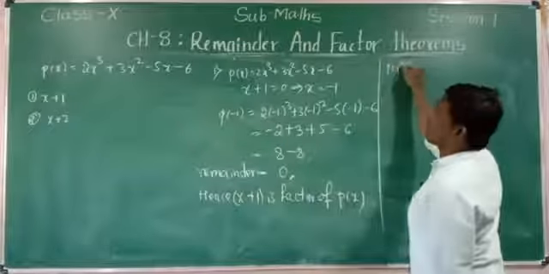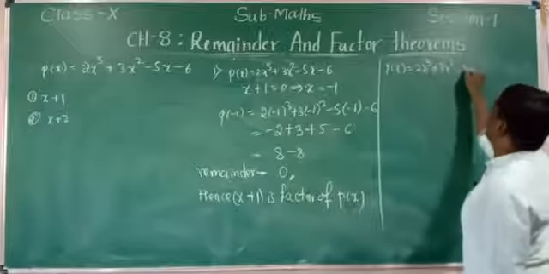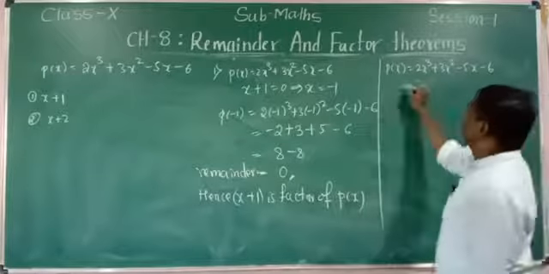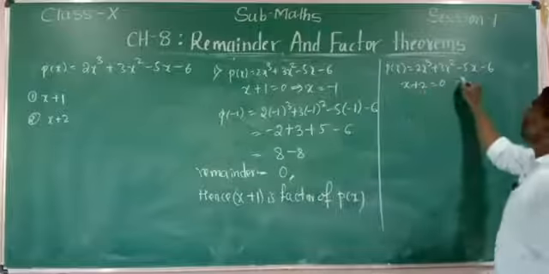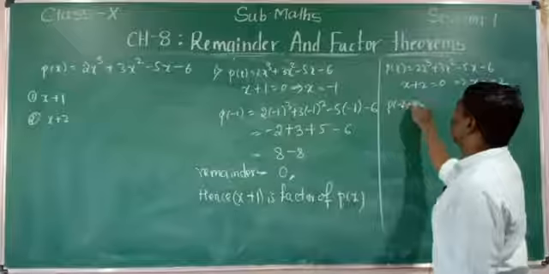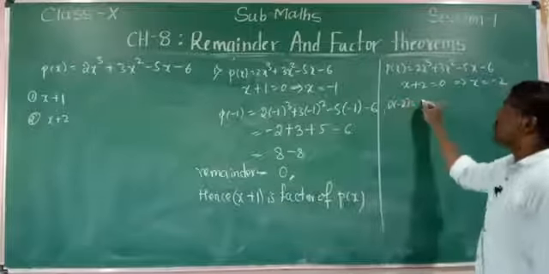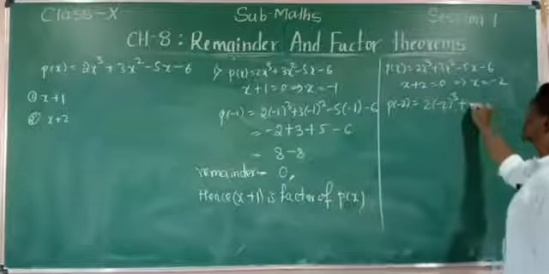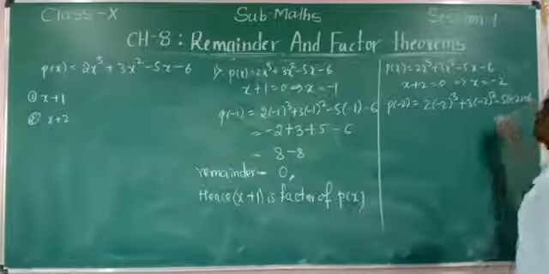p of x is equal to 2x cube plus 3x square minus 5x minus 6, for x plus 2, which is equal to 0. If x plus 2 is equal to 0, then x is equal to minus 2. Substitute the value of x as minus 2 in the expression. So p of minus 2 is equal to 2 into minus 2 whole cube plus 3 into minus 2 whole square minus 5 into minus 2 minus 6.